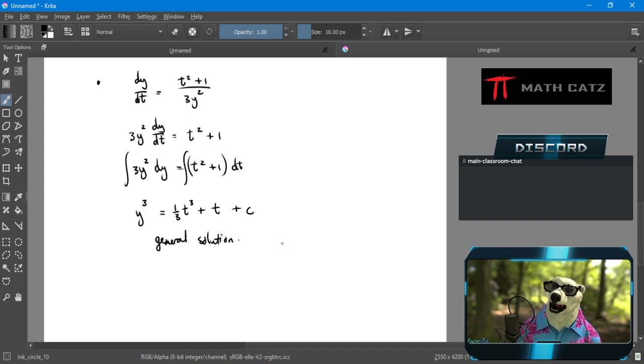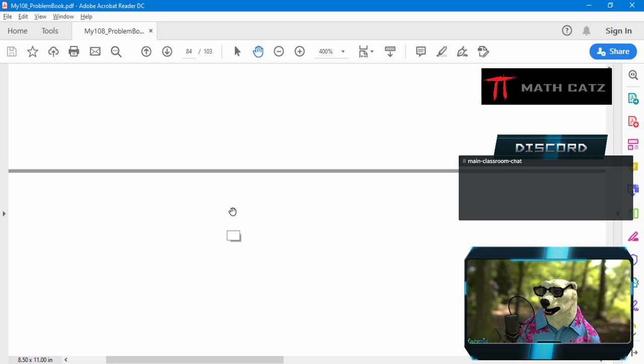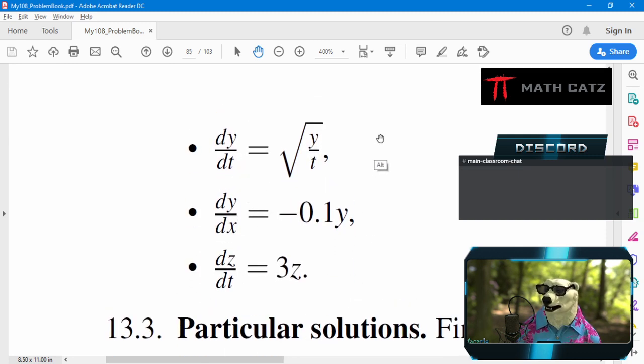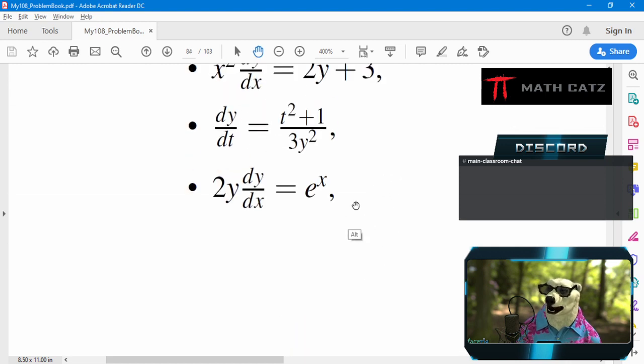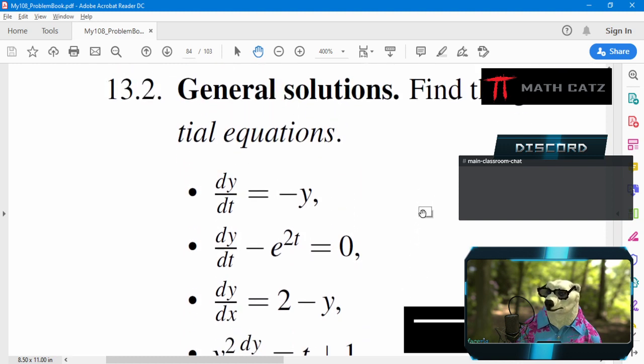So all we're practicing is separating the variables, and what the separation of variables method allows me to do is solve these more complicated differential equations. Now we'll come to particular solutions in a second, because it's not really any significant step forward.